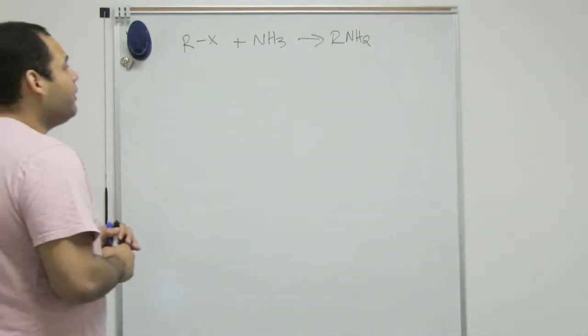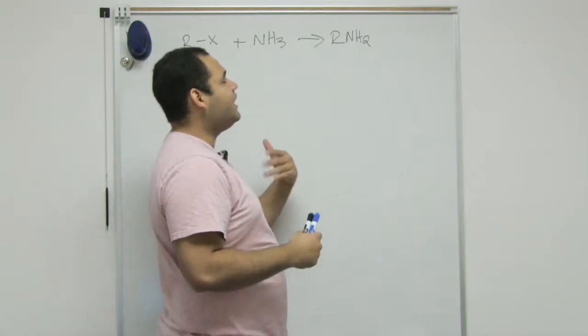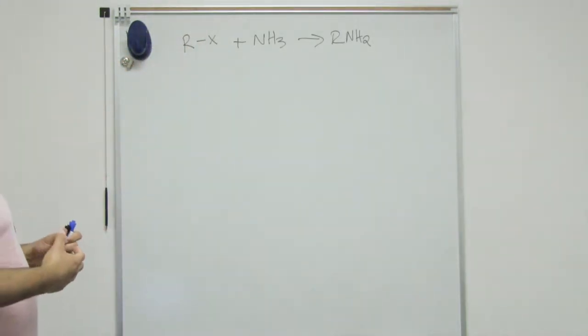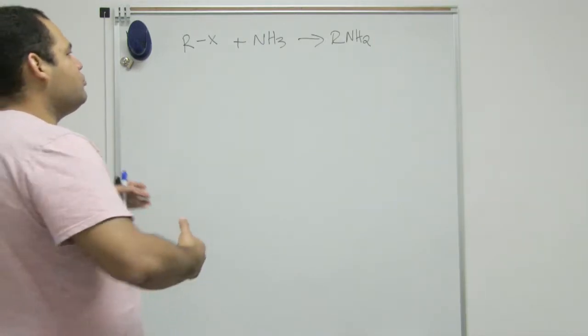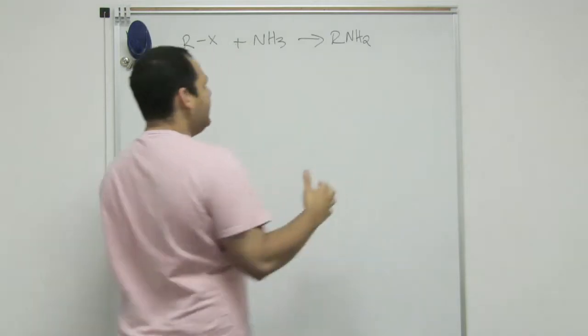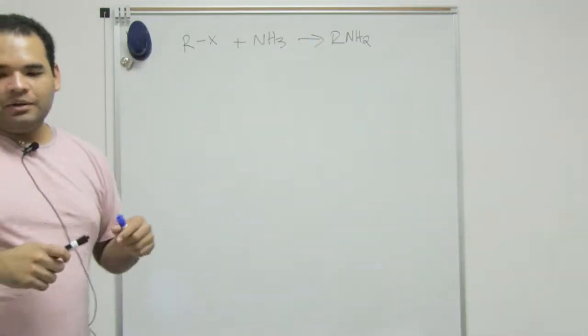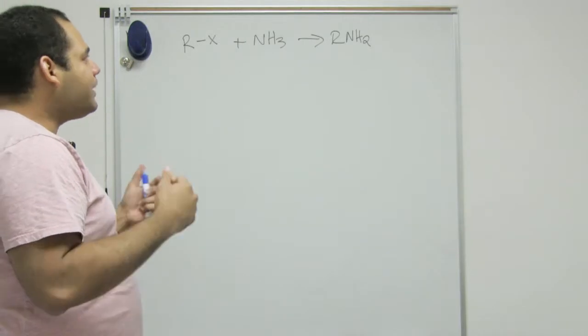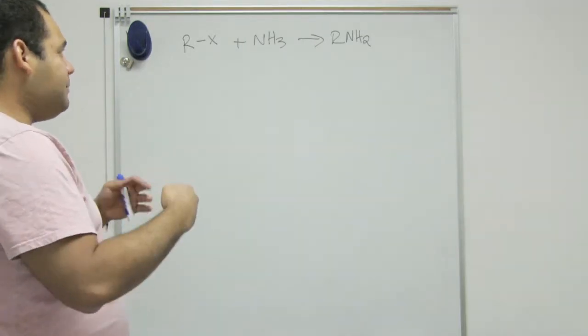This is not a good way to synthesize primary, secondary, tertiary amines. And the reason for that is because we cannot control the reaction to stop. Like when I get a primary amine, I say, well, stop it right now. We cannot do that. But it's really helpful when we're dealing with quaternary amines.